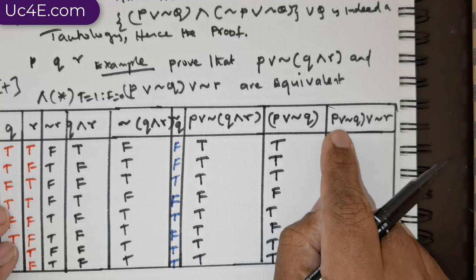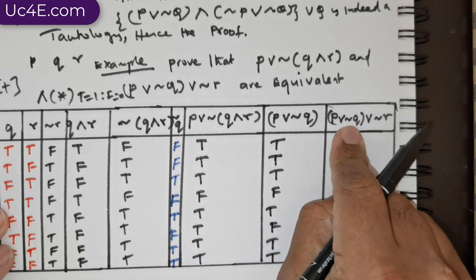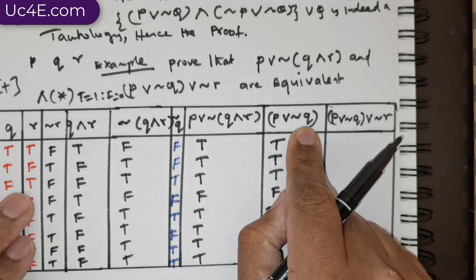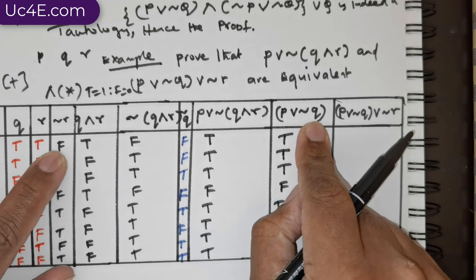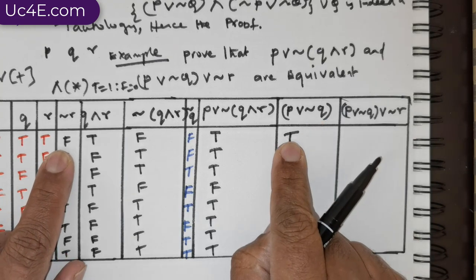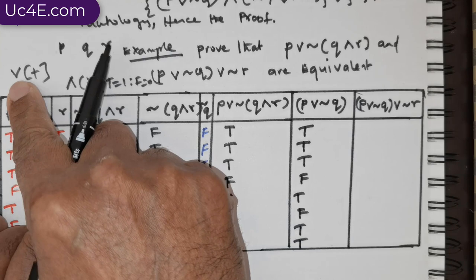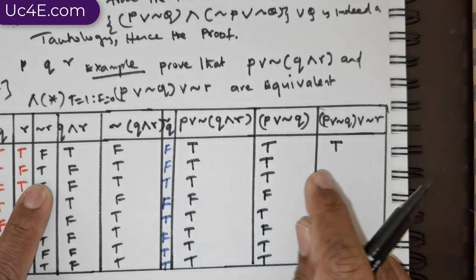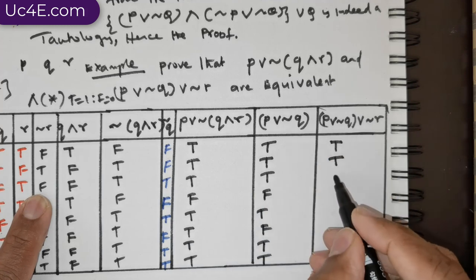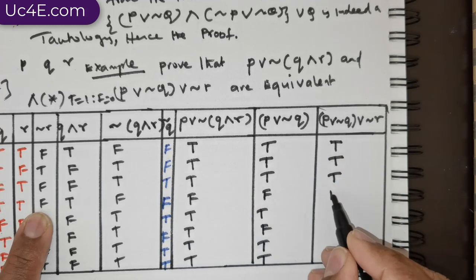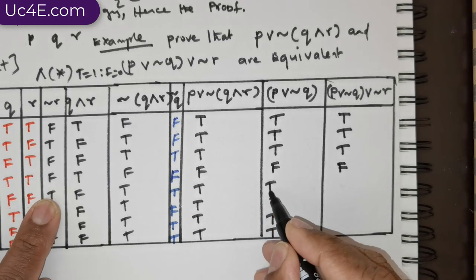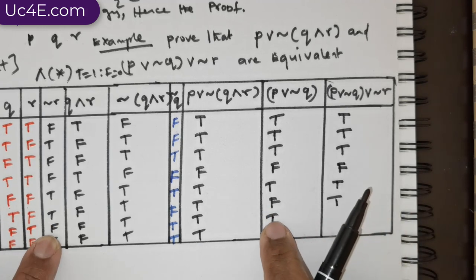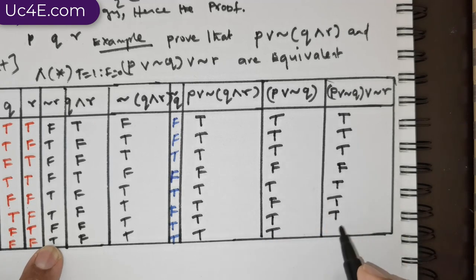Now coming to P disjunction negation of Q disjunction negation of R. So this is performing a disjunction with negation of R. So this and this, we are performing this operator. This is the connectivity. So 0 added with 1 will give you 1. 1 added with 1, 1. 0 added with 1, 1. 0 added with 0, 0. 1 added with 1, 1. 1 added with 0, 1. 0 added with 1, 1. 1 added with 1, 1.